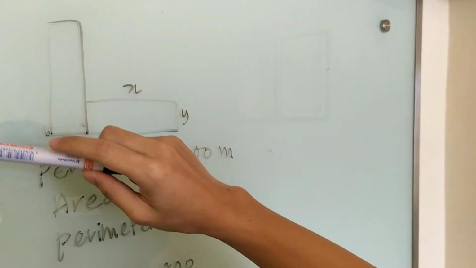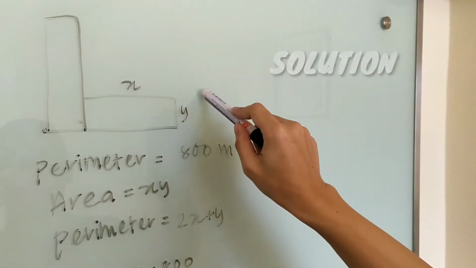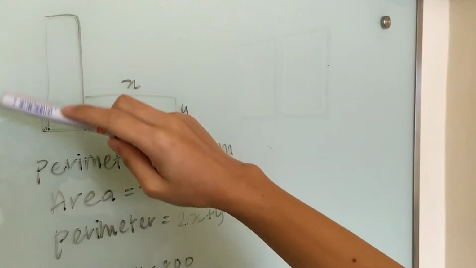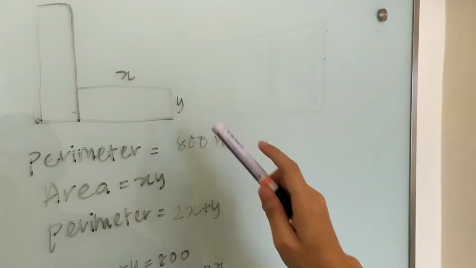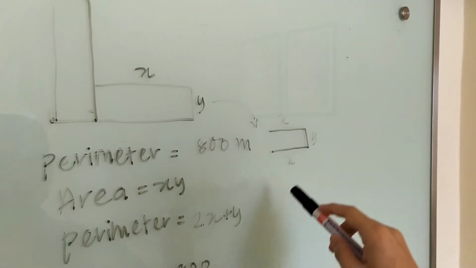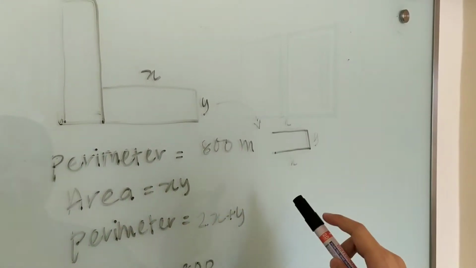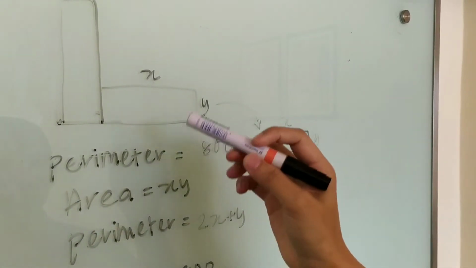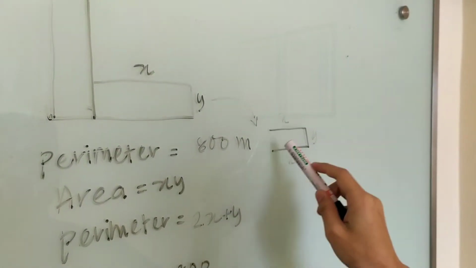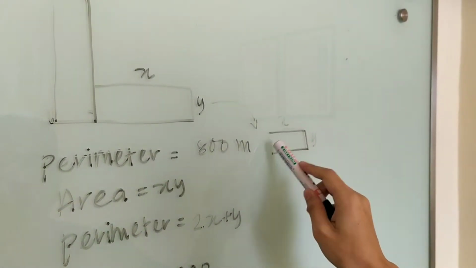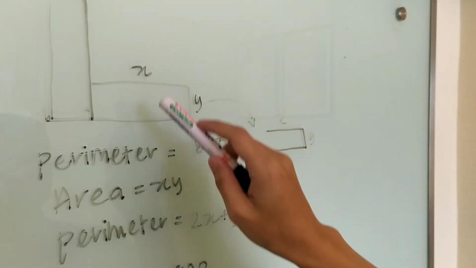Okay, basically to solve these problems, we must draw and express our imagination. So this is the diagram for this question. So we list out all the information that we get from the question. The perimeter is 800 meters, which is the security fence that is connected to the building.